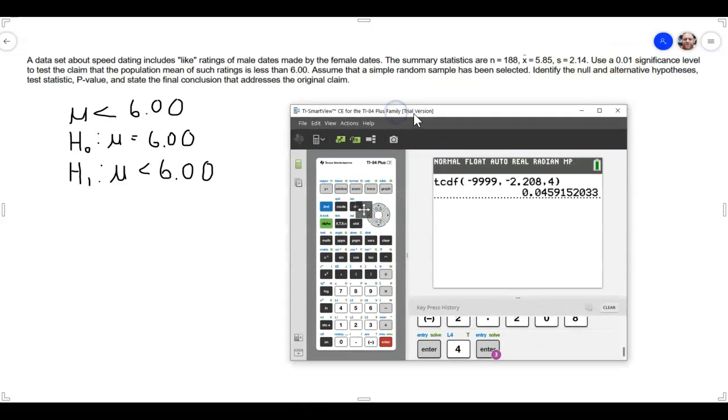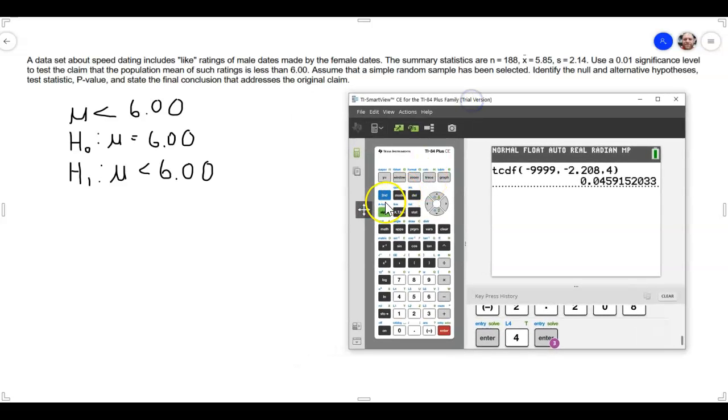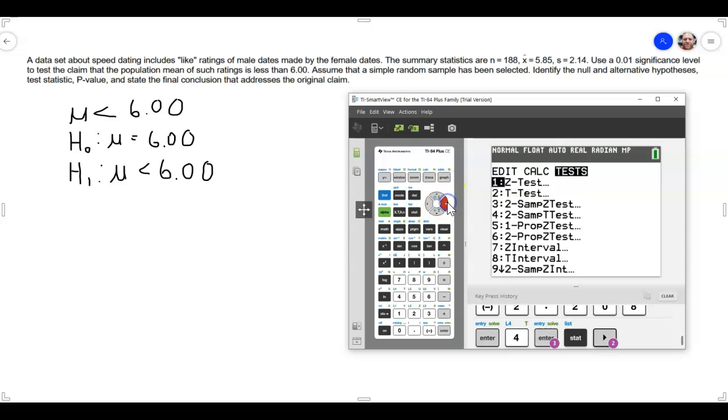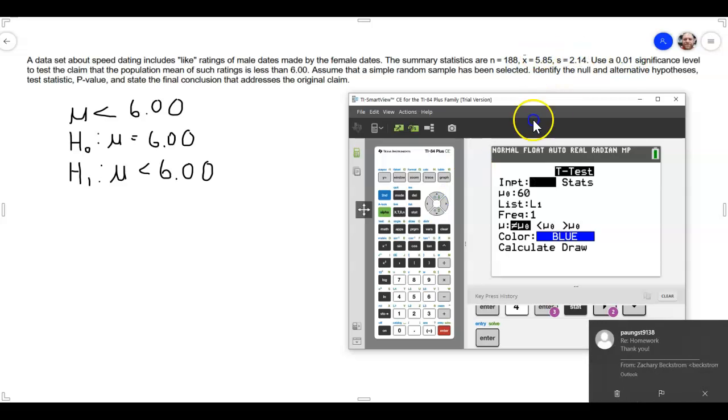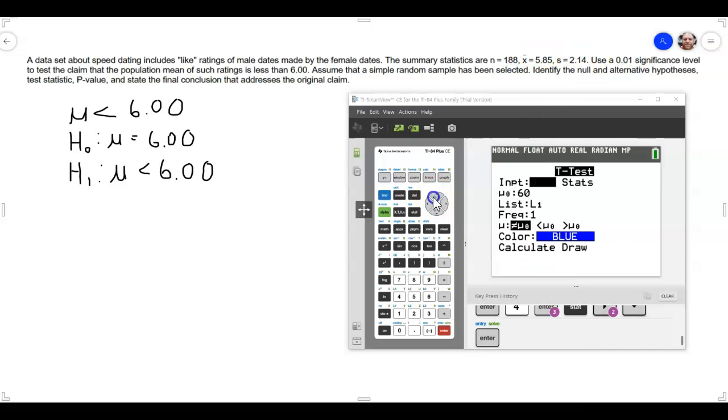So for this, I'm going to do a t-test. For the t-test, I'm going to do stat tests, go to t-test here, and enter. I'm using statistics, not data. Remember, if I was using data, they would have given me a bunch of actual data values that I would have put in my L1 or L2 list and used that, but they gave me the statistics here.